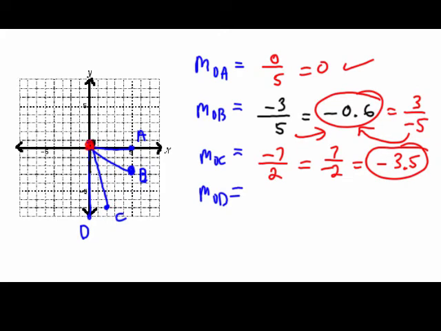Finally, if I want to move from O to D, I'm going to have to move downwards 8 units. My run is 0, and so that's undefined, which is not surprising because we said earlier that a vertical line will have an undefined slope.